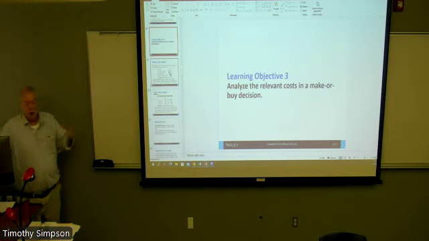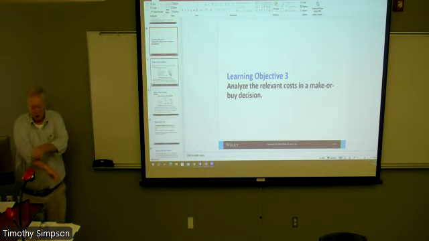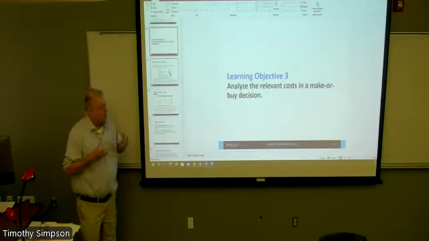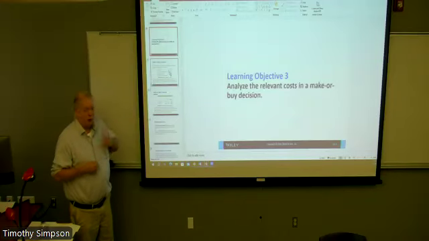And so one of the things that we talk about with regard to chapter 14 is the idea that once we define what incremental analysis is, incremental is simply the additional revenue, the additional cost that might be involved in some decision that we made.